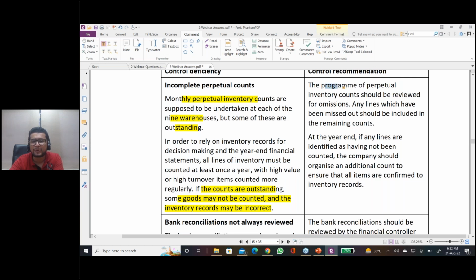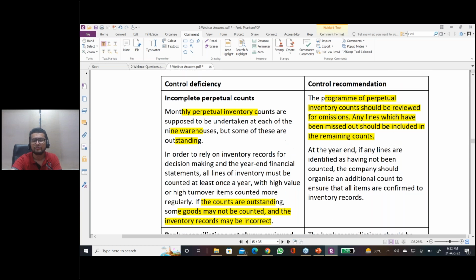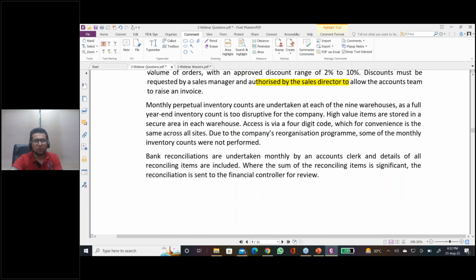The program of perpetual inventory count should be reviewed for omission, and any lines which have been missed out should be included in the remaining counts. We need to catch up. We can't afford to miss out anything. Okay, so there were two deficiencies over here. Number one, 4-digit code, and second, inventory counts were not performed.